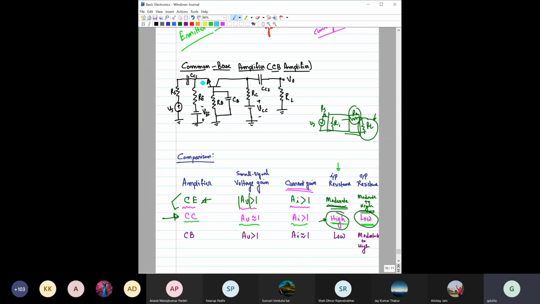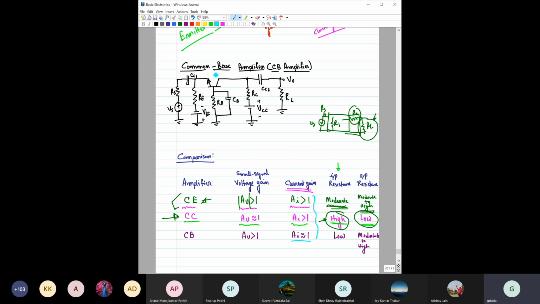Input current is basically the emitter current. Output current is what? Collector current. So IC by IE should be expected to be less than 1, closely equal to 1. So you can get it from here only, right? You don't have to really calculate, you can easily remember this part.